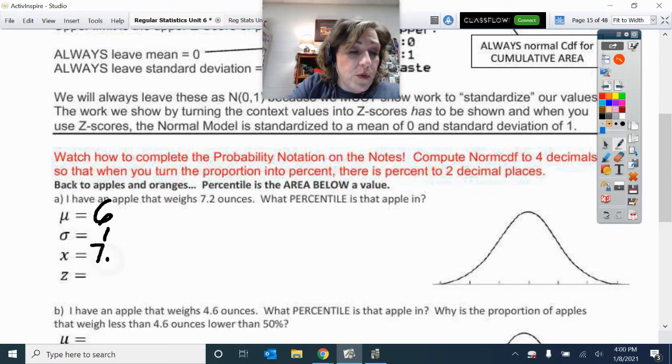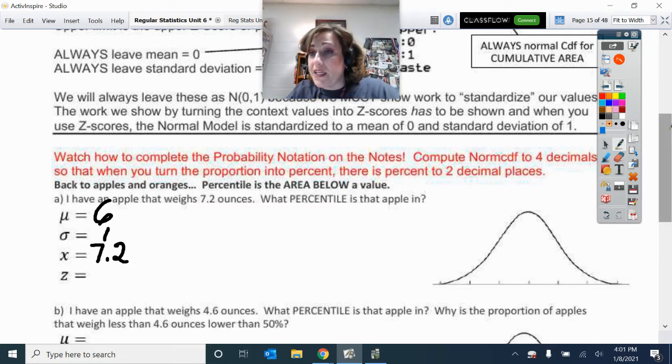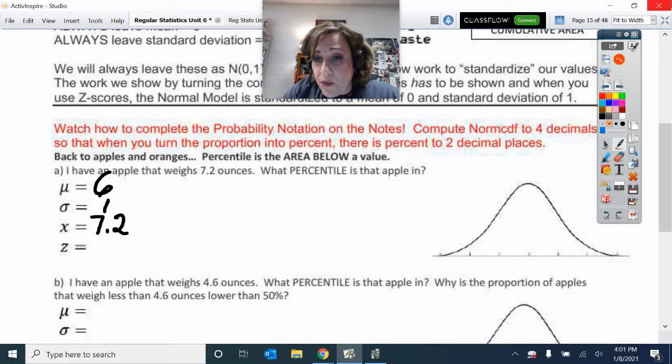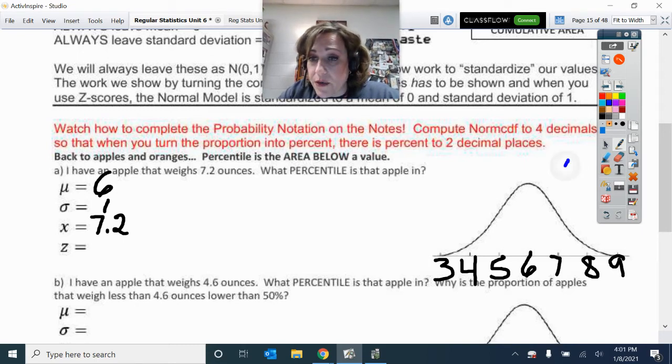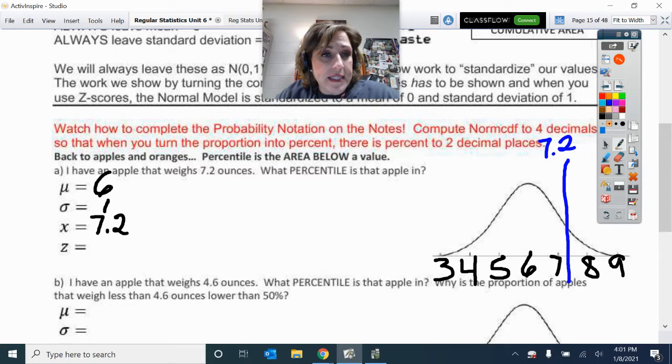Well, 7.2 is the context value. If we were to look at a picture over here, here we have 6 and then, of course, 7, so filling in the context. I'm going to have you do that because this is going to help you understand what's happening in this problem. We are going to draw a line where we have our apple. Our apple is located at 7.2. So there's where our apple is, a context value of 7.2. And then the question says, what percentile is the apple in?